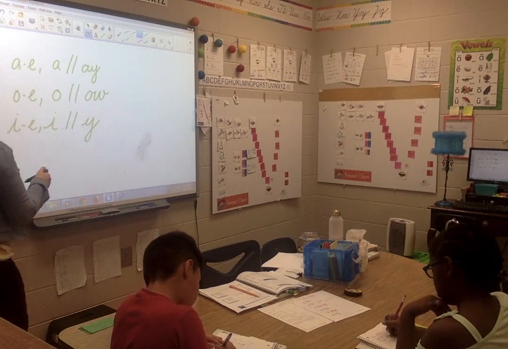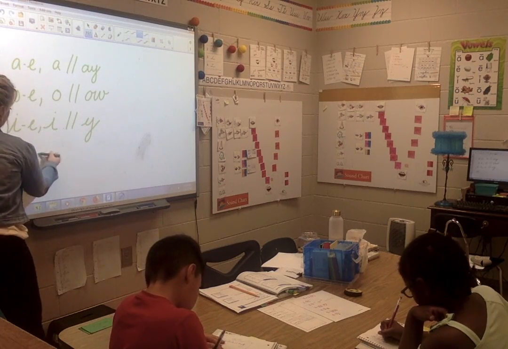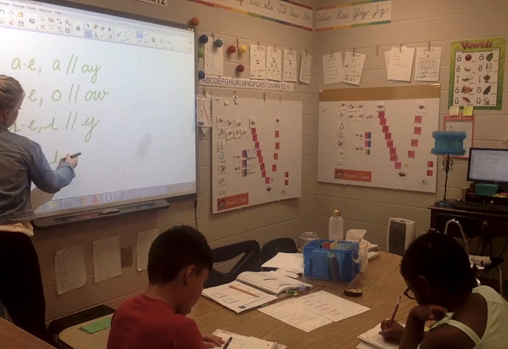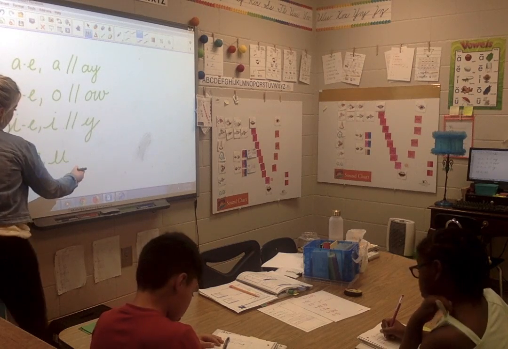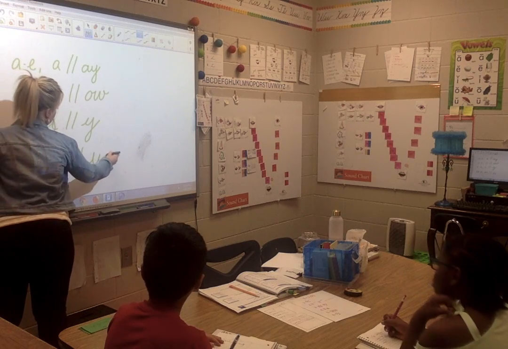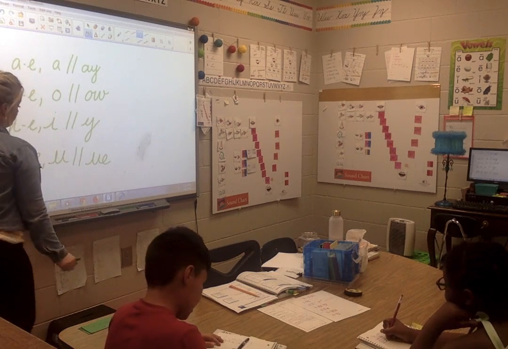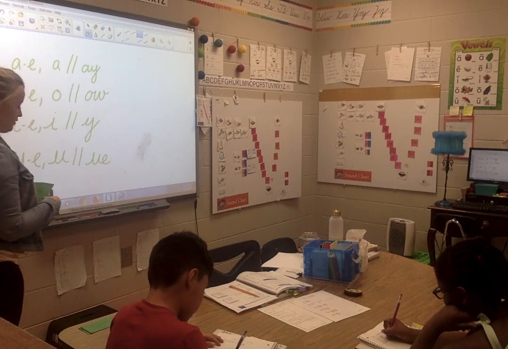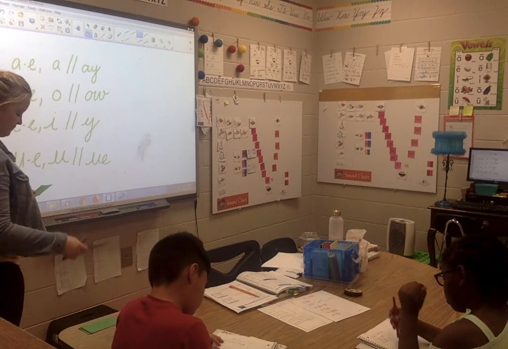U, U consonant E. Nice. Music. Comma music. Bottom position, U like statue. U statue. E as in statue.